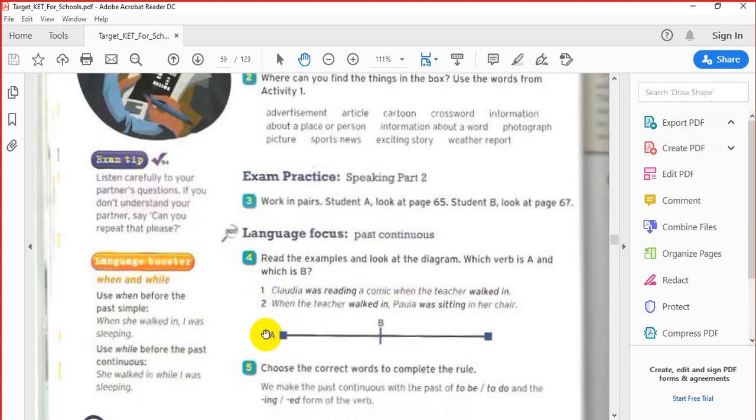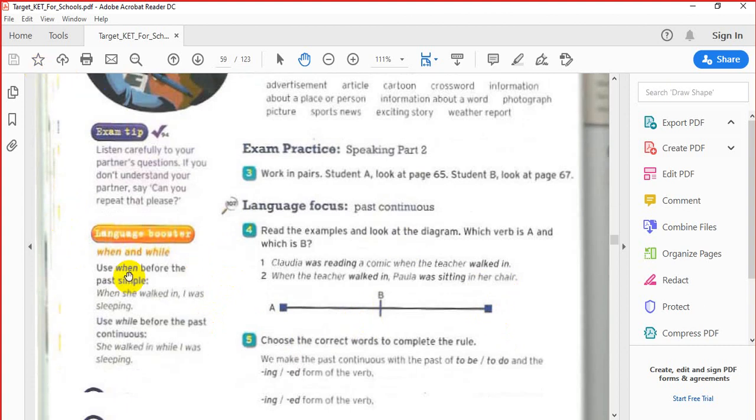Example number 2. When the teacher walked in, Paula was sitting in her class. In her chair. Good. Good job. So here, use when before the past, when and while.